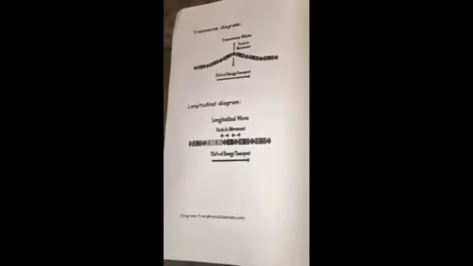Transverse waves are waves where the vibrations are perpendicular to the direction of travel, and longitudinal waves are waves in which vibrations are parallel to the direction of travel. You can see on these diagrams even further how this movement is shown.